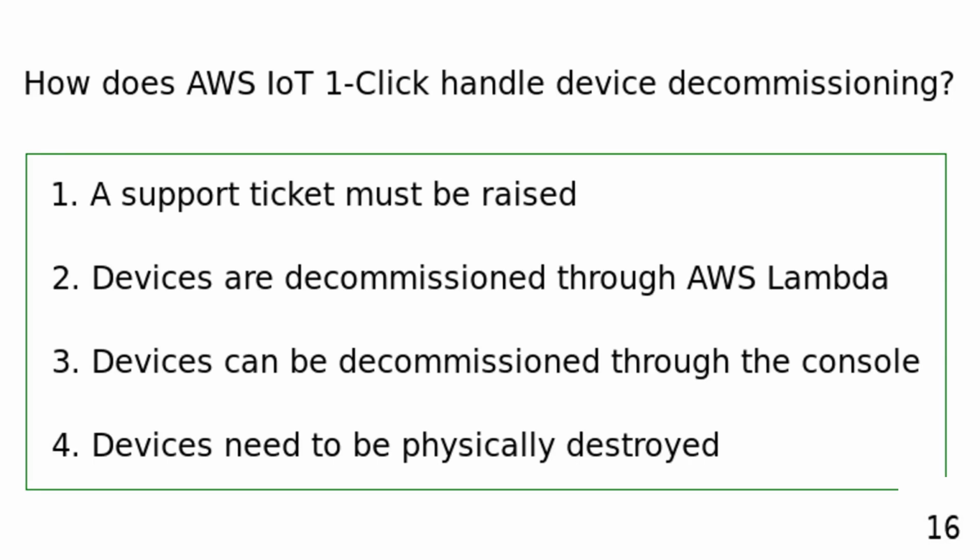How does AWS IoT one-click handle device decommissioning? A support ticket must be raised. Devices are decommissioned through AWS Lambda. Devices can be decommissioned through the console. Devices need to be physically destroyed.